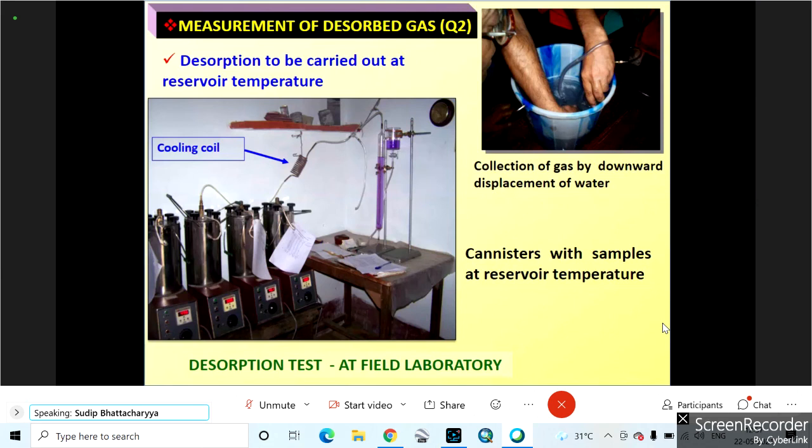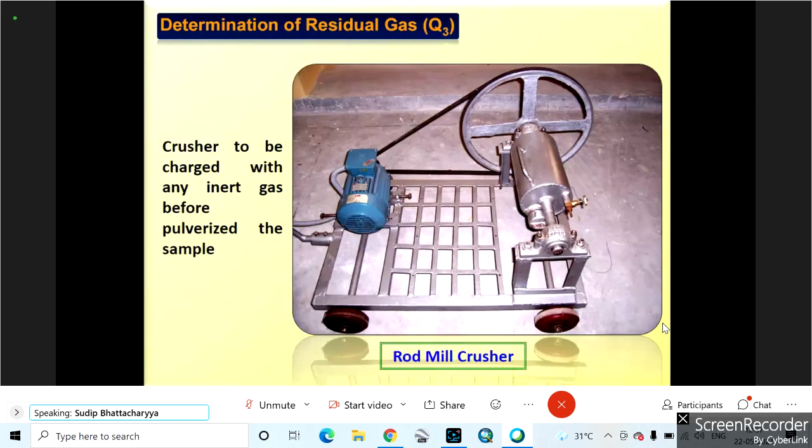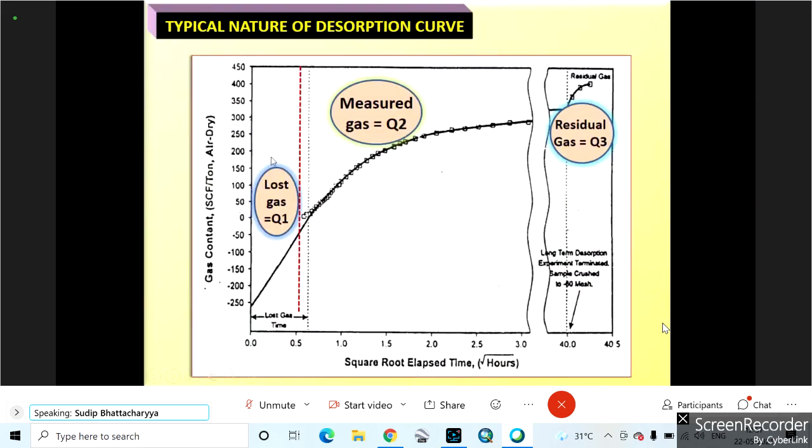So now we take that coal sample and give it the reservoir temperature through a thermostat, and we get gas. Where is the gas coming from? The gas is coming from the coal itself, from the micropores of the coal. That is the dissolved gas, and we are measuring it directly. During this coming out, some gas will be lost, and that lost gas we can measure statistically from the lost gas calculation.